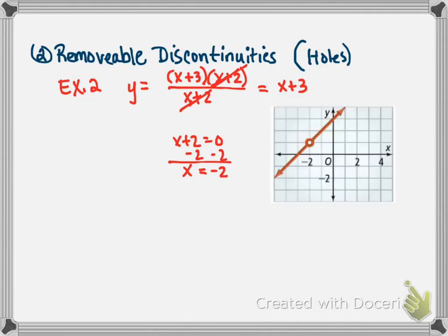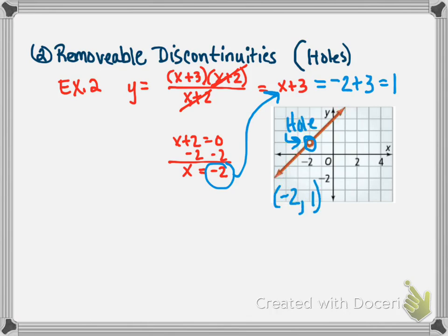So if we look at this graph, we see a hole, an open circle, a removable discontinuity at x equals negative 2. And to find the y value of that coordinate, we're going to substitute negative 2 in for x in our simplified function. So y equals negative 2 plus 3, or 1. So our removable discontinuity, our hole, has coordinate negative 2, 1.